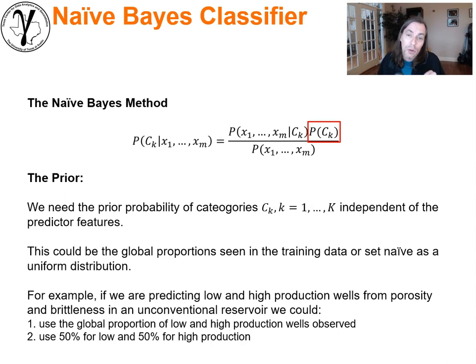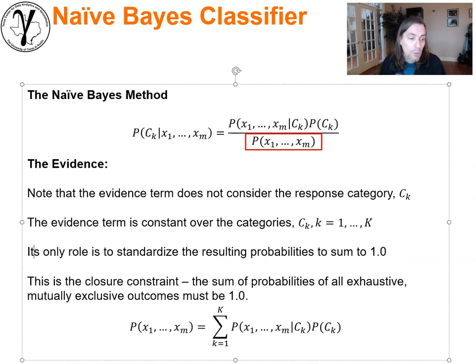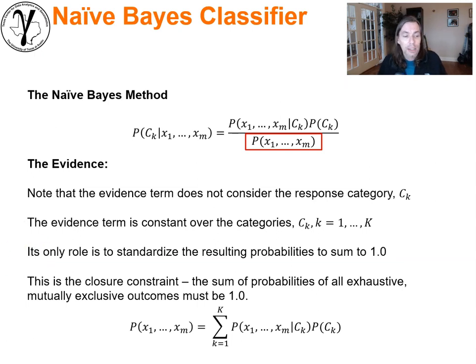And we'll show when you use the naive prior, in fact, it has no impact. It really becomes a problem just purely based on the data themselves. Now, we also could consider the evidence term. Notice that it doesn't consider the actual category assignment. It's only based on the combination of the predictor features. So its role is really only to standardize the resulting probabilities to ensure that they sum to 1.